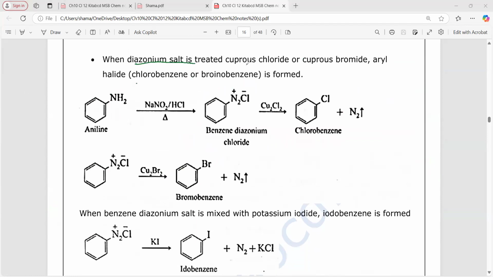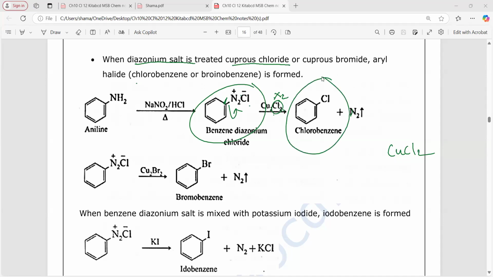When diazonium salt is treated with cuprous chloride, whatever diazonium salt they have made will be treated with Cu2Cl2. This Cl acts as the halide X. It replaces this part and the nitrogen, and the leftover Cl would go and sit with the Cu. Again, your catalyst would remain as it is, CuCl2 would not go anywhere. One of the Cl would be removed and take the place of this, and this N2 would be removed completely.